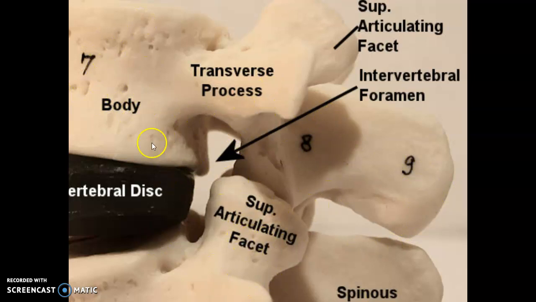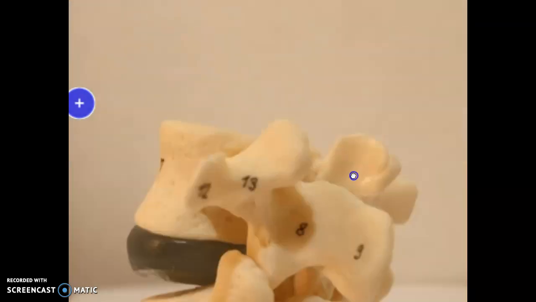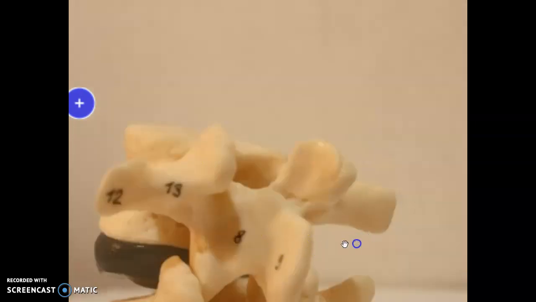Now, here's the transverse process. So there's the transverse process. And here's the spinous process. They're very stubby on a lumbar vertebrae. Lumbar vertebrae don't have that many muscles attaching to them. They're just big and stocky, and they have stubby transverse and spinous processes. And that's why this video actually doesn't rotate all the way around.